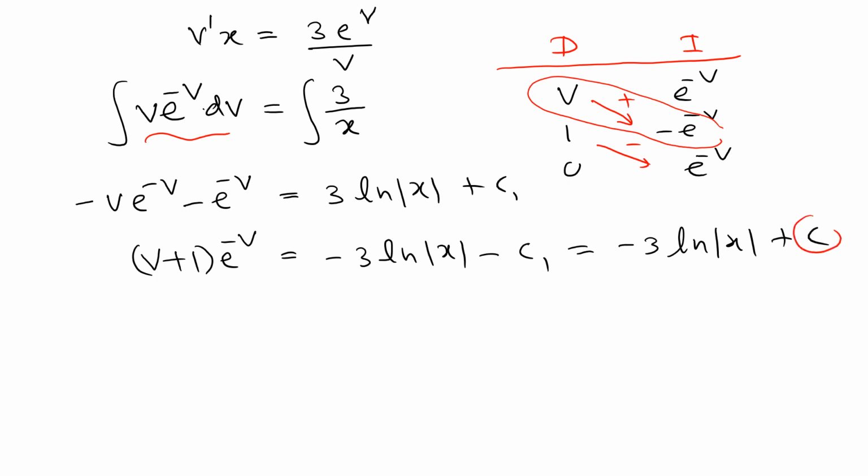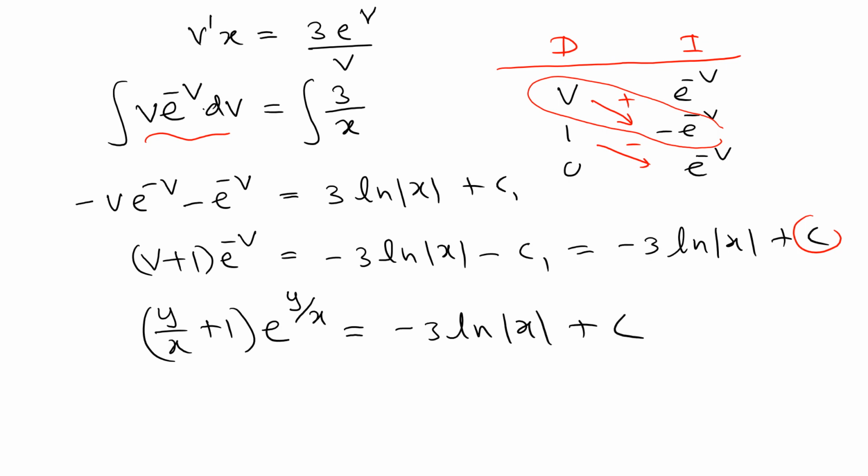Okay, now we can solve for y. So we can substitute for y over x for v. So it is y over x plus 1, and then this is e to the y over x, and then we have negative 3 ln x plus c. So this is the implicit solution for y.